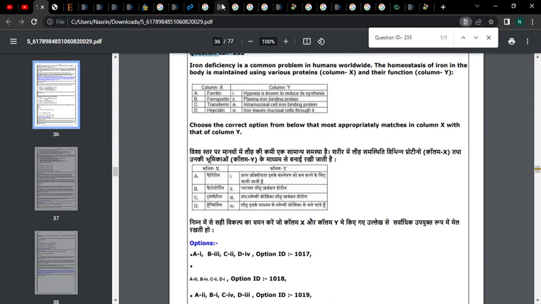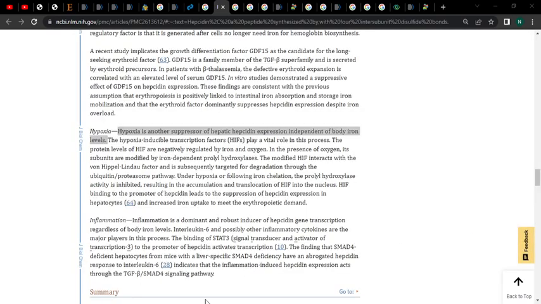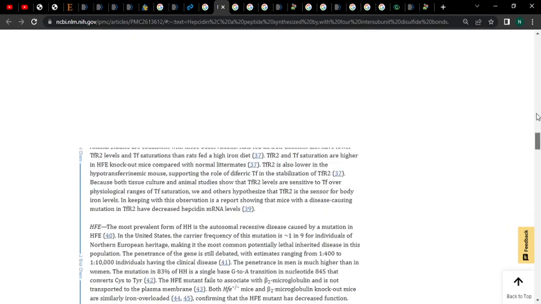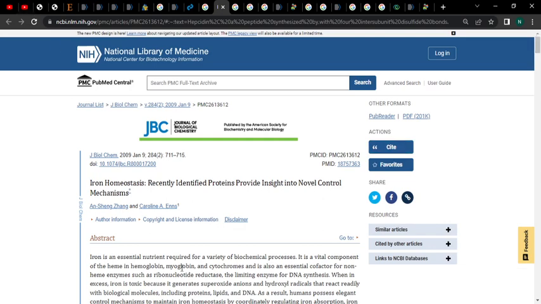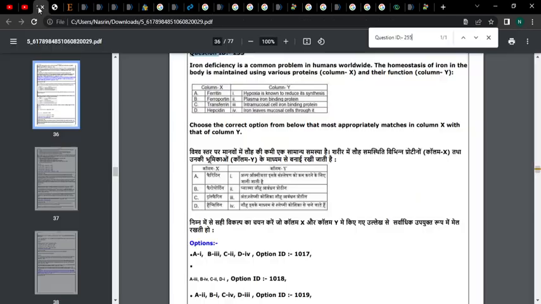Okay, so I'll be giving you a definition of this particular hepcidin. So you can find this particular article. Here they clearly mention that hypoxia is another suppressor for hepatic hepcidin protein expression, independent of body iron level. So you can refer to this particular article. So please don't challenge this question. The option and the match are correctly matched, friends. Hypoxia is a suppressor, that's why hypoxia will be reducing the synthesis of hepcidin.